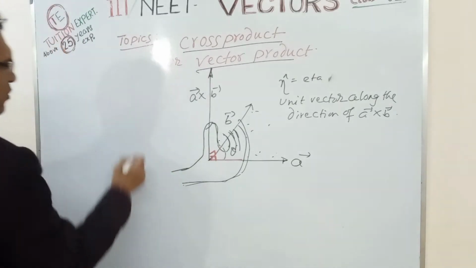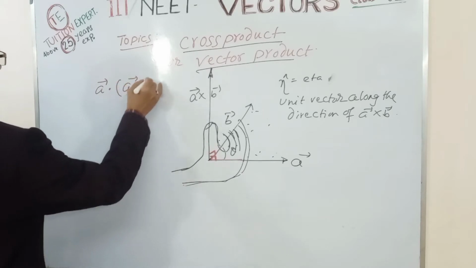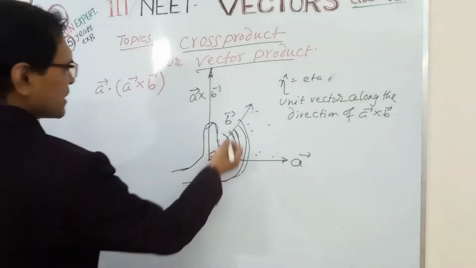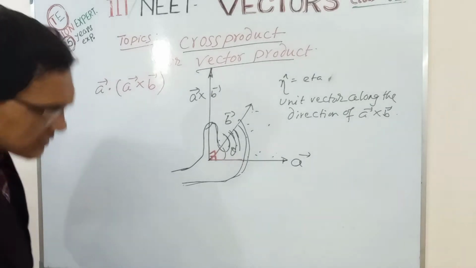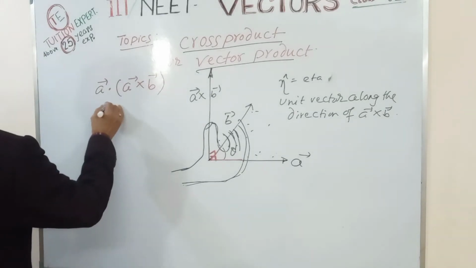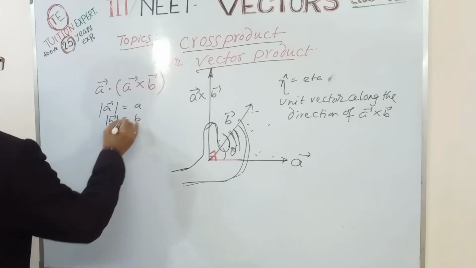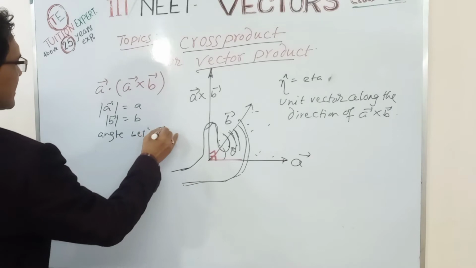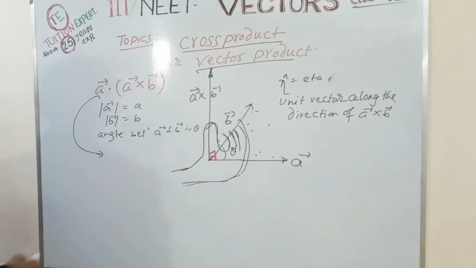Now if you are asked what is the result of A dot A cross B, suppose the angle between A and B is theta and the magnitudes of A and B are given. Magnitude of A equals A, magnitude of B equals B, and the angle between A and B is theta. So what is the result?